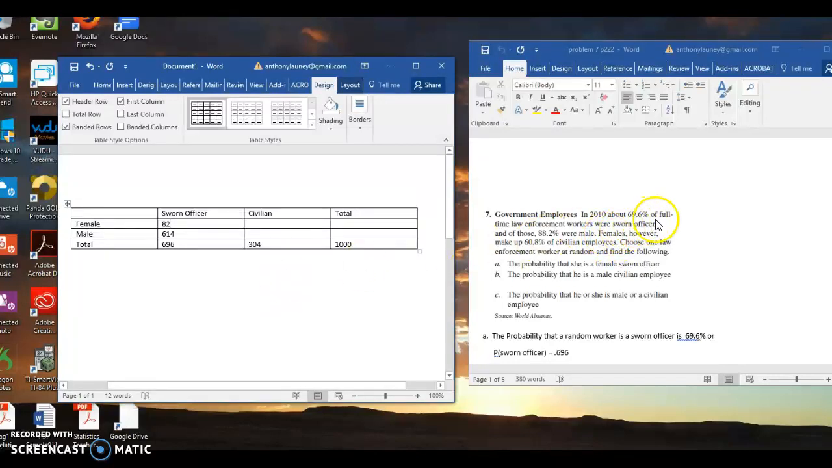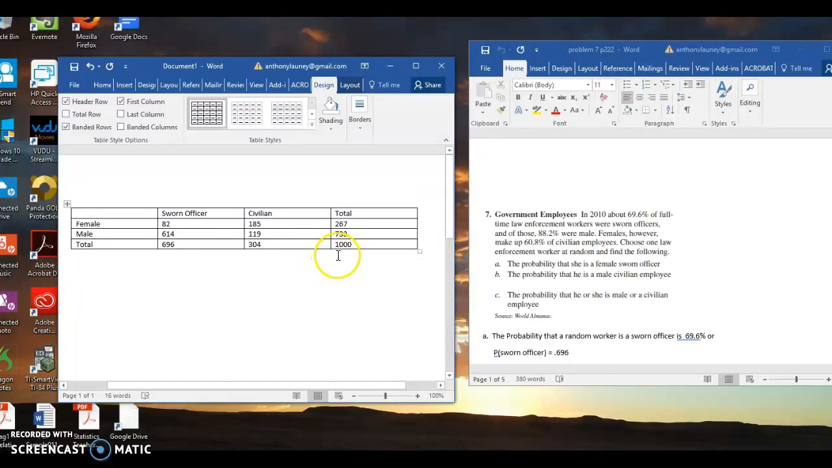It says females, however, make up 60.8% of civilian employees. So right up here, there's 304 civilian employees. So I'm going to take 0.608 and multiply it times that, and I get 185. That would mean that 119 are male civilian employees. And then I just go through and do my totals. And 733.